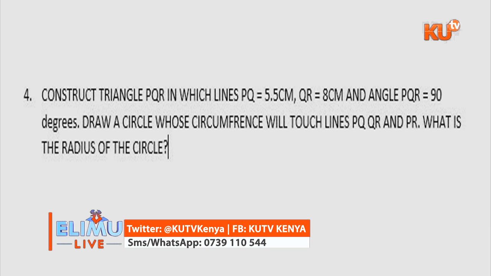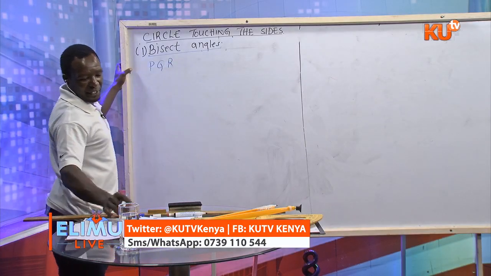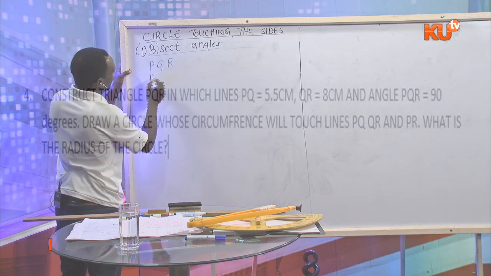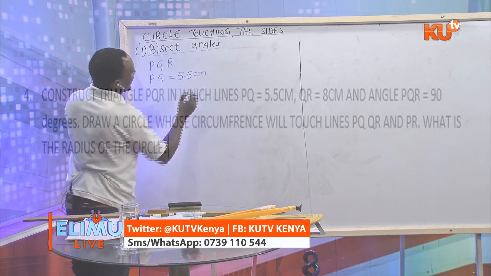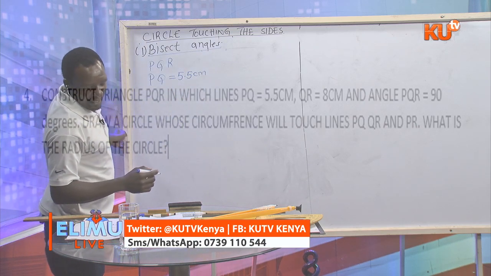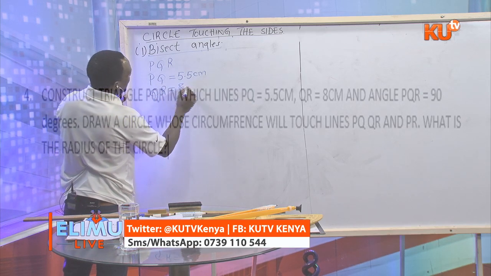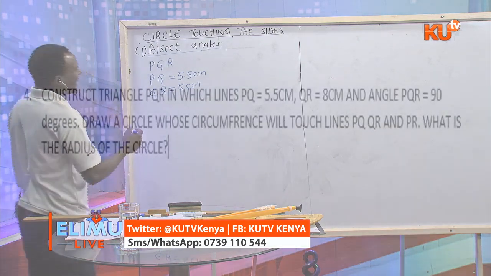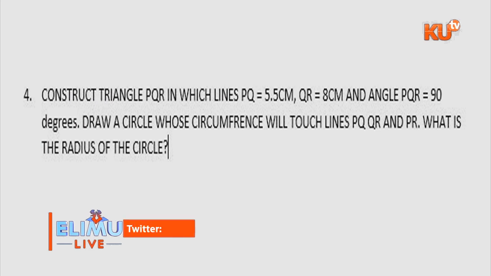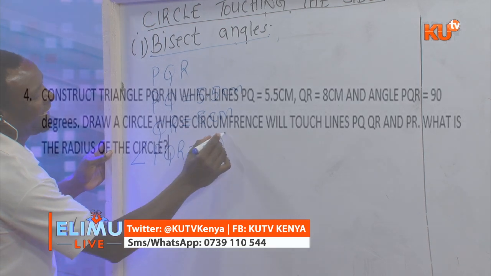So get your information. We have a construct triangle PQR in which lines PQ is equals to 5.5 centimeters, QR is equals to 8 centimeters, and angle PQR is equals to 90 degrees.